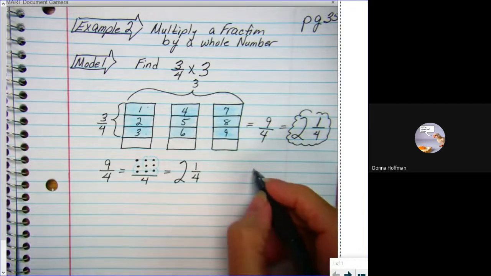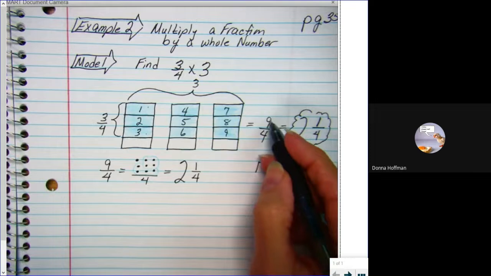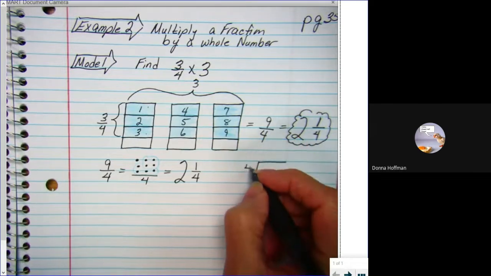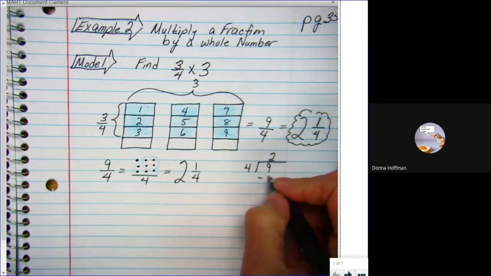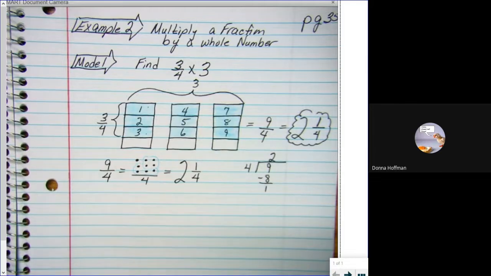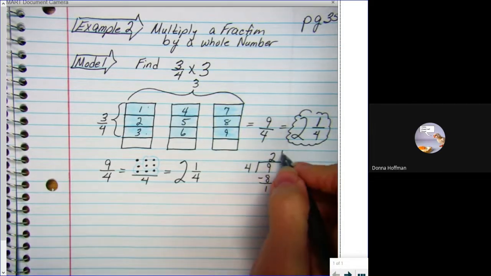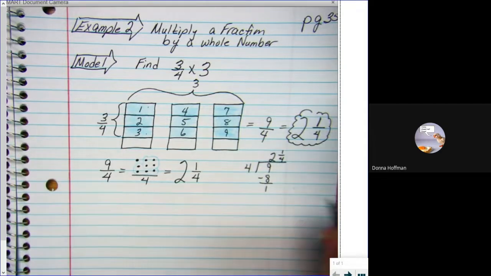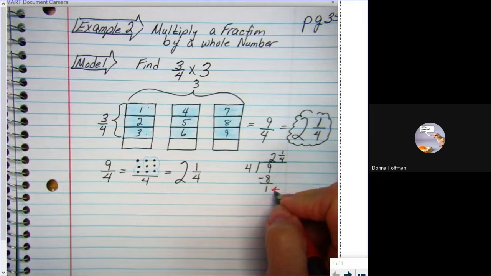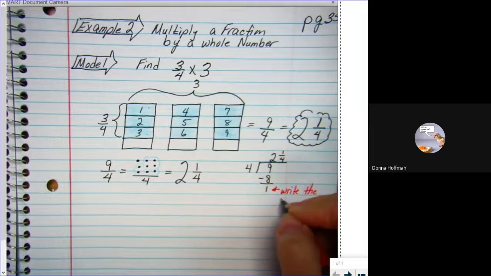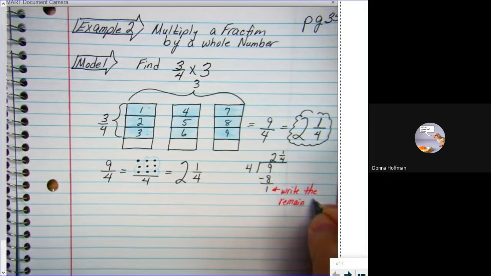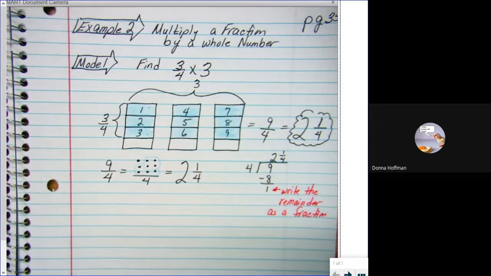Or you can do long division. The numerator is always divided by the denominator. And then you just write your remainder as a fraction. Write your remainder as a fraction.